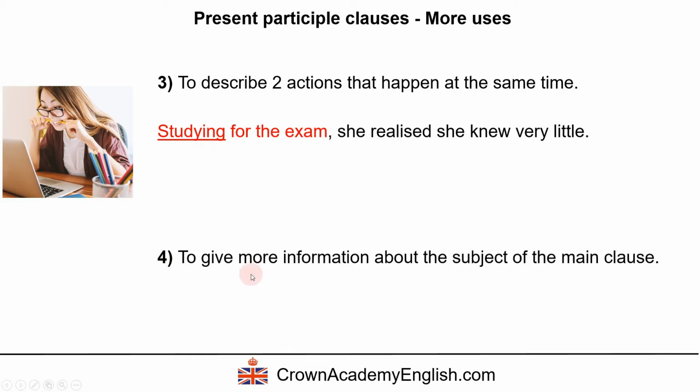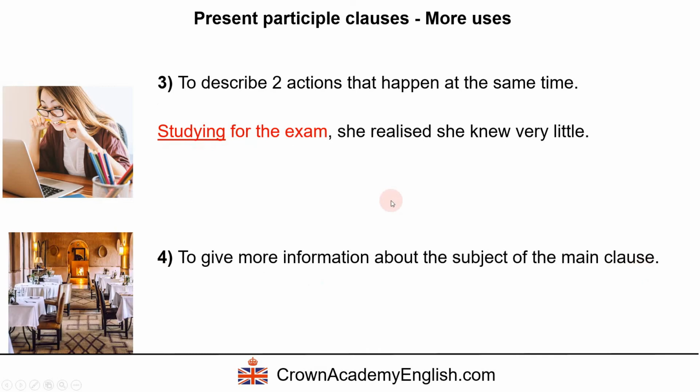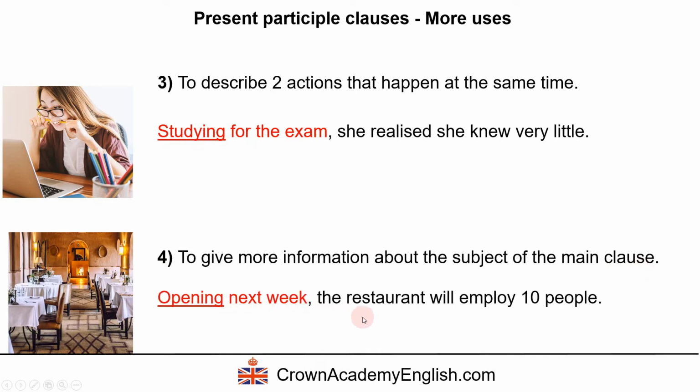And number 4, to give more information about the subject of the main clause. Opening next week, the restaurant will employ 10 people. So here we have 2 pieces of information about the restaurant. So it is giving us more information about the restaurant. It is telling us that the restaurant will open next week and it will employ 10 people. But we can make this sentence shorter with a present participle clause. We can simply say, opening next week, the restaurant will employ 10 people.